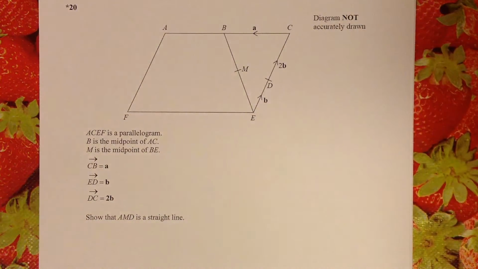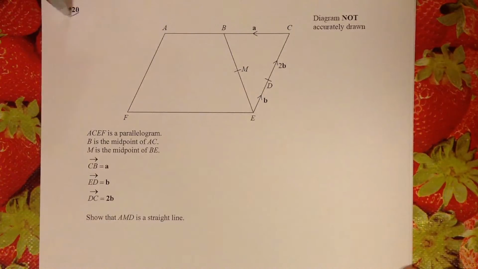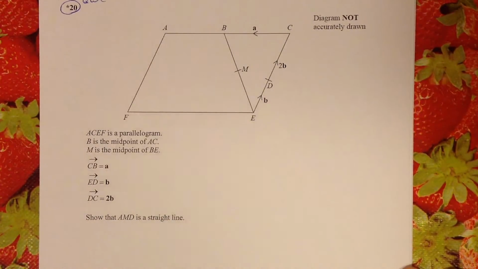Okay, question number 20 here, and the first thing to note is that we have another one of these asterisk questions, so it's another quality of written communication question. So that means the examiner wants to see really clearly what we've done and how we've done it.